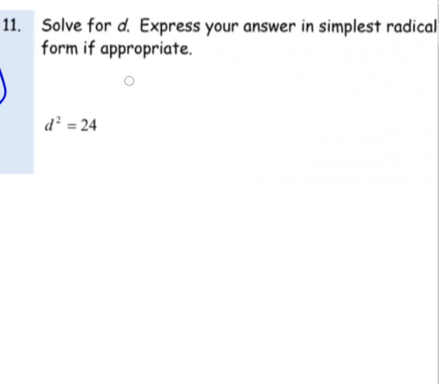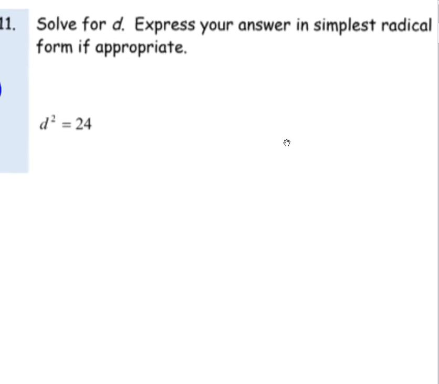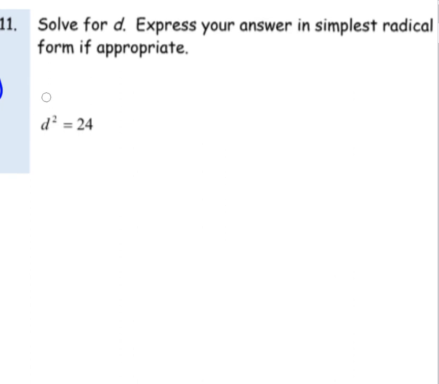Okay. Here we go. Moving on to number 11. Solve for D. Express your answer in simplest radical form, if appropriate. So this one is basically a simple solve for D. We have a D squared though. So the operation present is squaring, and I want to solve for D alone. So I have to do the opposite, which is taking the square root.